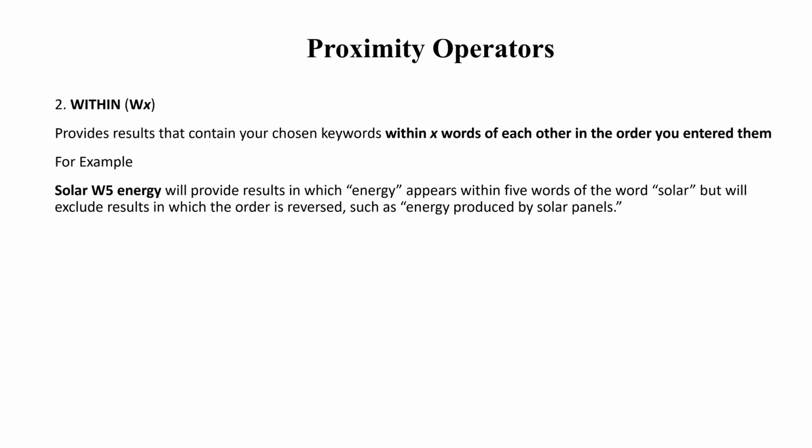If a document contains the word solar first and the word energy later, then it will show. But if a document doesn't contain solar first and energy last, then it will not appear as a search result.